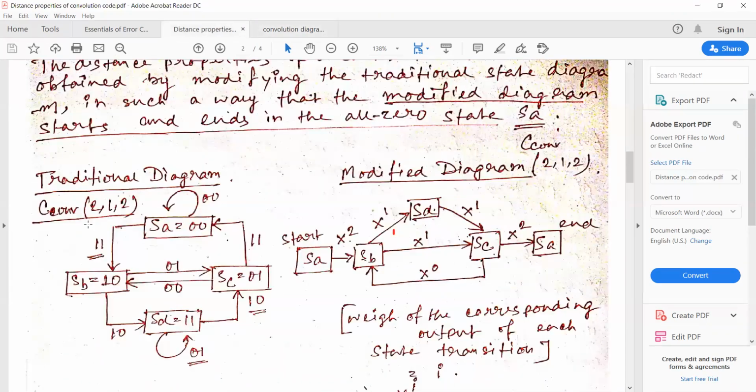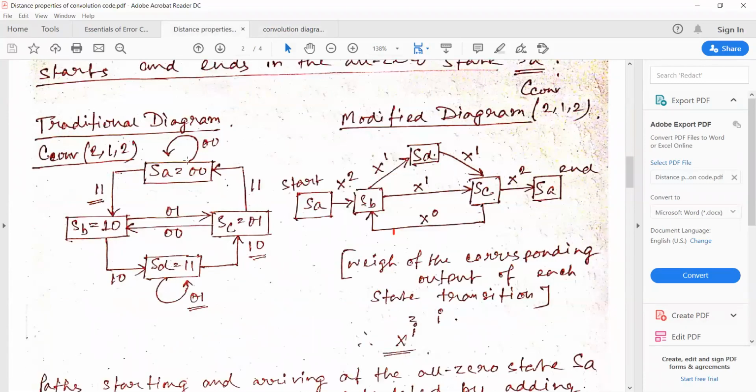Okay, first of all, this is the traditional diagram. As you can see, this is a self loop, same as before: SA is going to SA again, SD is going to SD again. This is the corresponding output. I'm only writing the output, not the corresponding inputs: 0 0, 1 1, 1 0. When SB is transforming to SD, this is the corresponding output. This is 1 0.